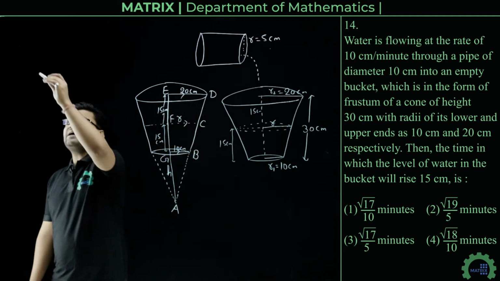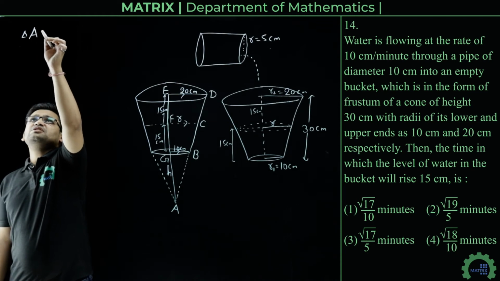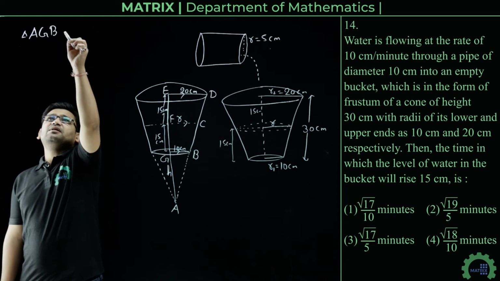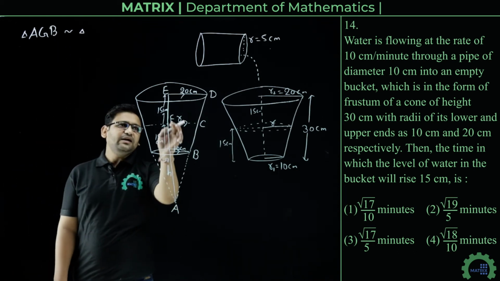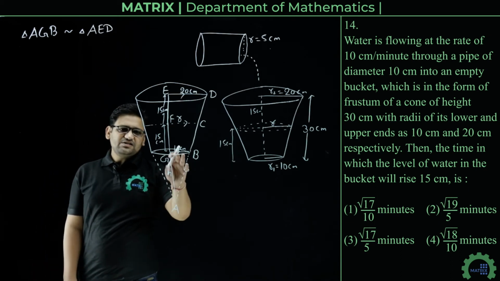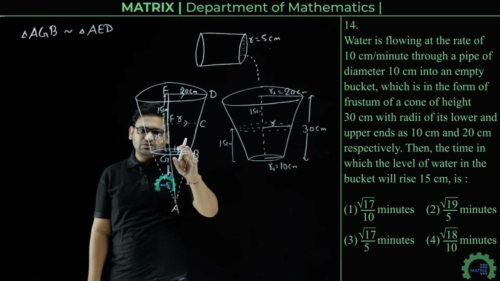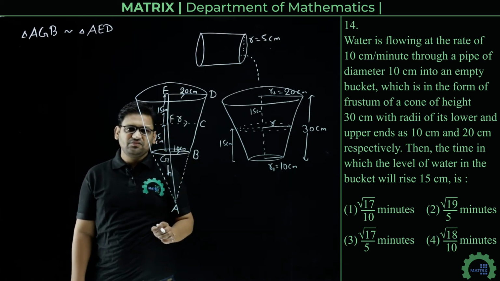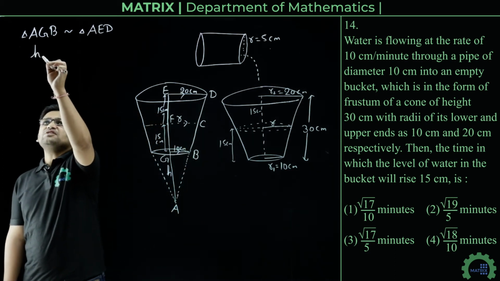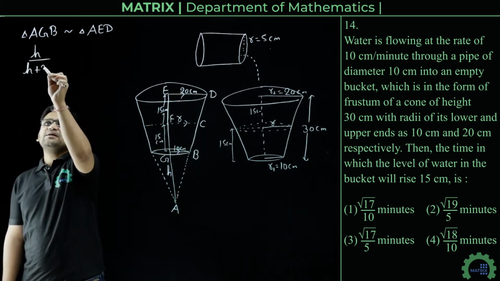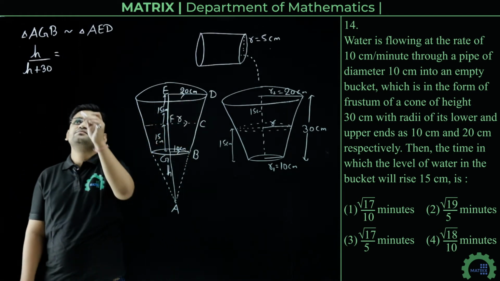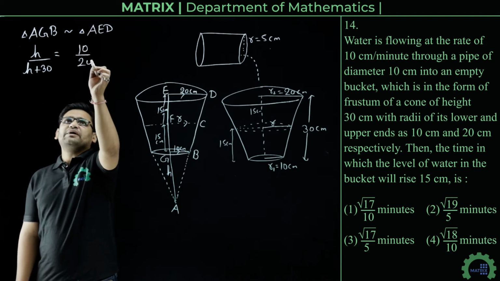So we can write triangle AGB is similar to triangle AED. As these two triangles are similar, the ratio of their corresponding lengths will also be equal. So we can write h upon h plus 30 will be equal to 10 upon 20.